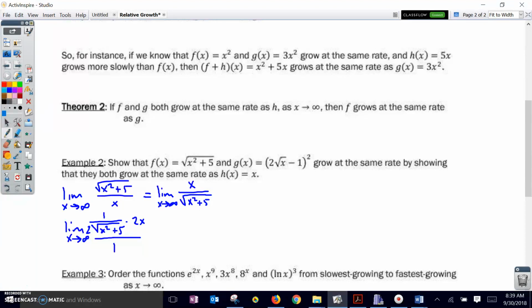Which is still infinity over infinity, but what I notice here is that these two are reciprocals of one another, and I feel like I'm going to get caught in an endless cycle of applying L'Hopital's rule. But since those two are reciprocals of one another, that means that their limits are reciprocals of one another. And since they're equal to one another, that means that this limit has to be equal to 1. That's the only number that is equal to its own reciprocal. So we've shown that f and h grow at the same rate.